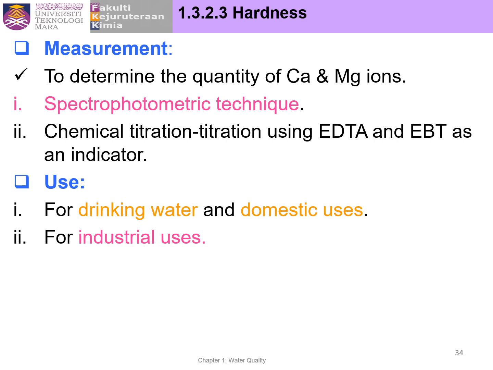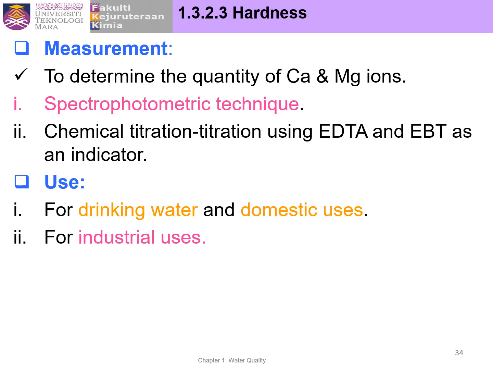Okay, how to measure this hardness? You use the spectrophotometric technique. Okay, the chemical titration using the EDTA and also EBT indicator. So this is the solvent that we use to determine the quantity of calcium and magnesium ions. Because as I was saying just now, calcium and magnesium exist as the most abundant in the hardness water.